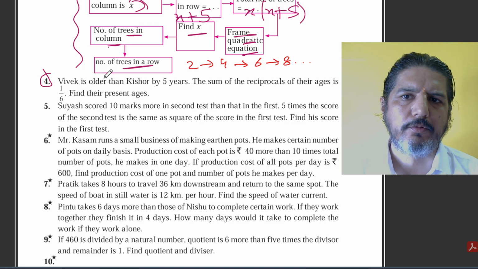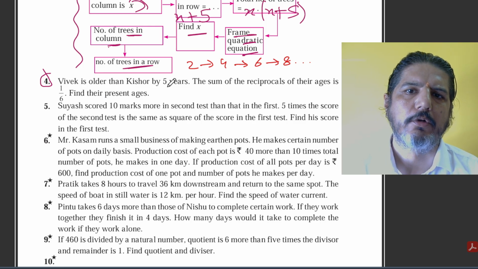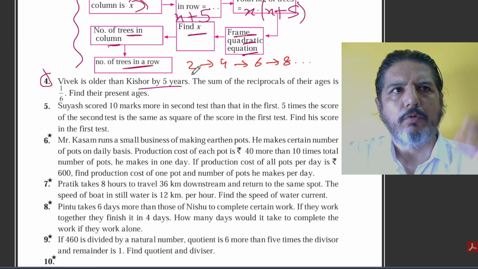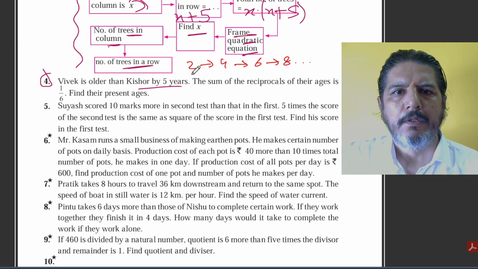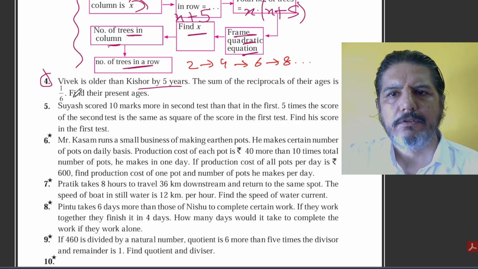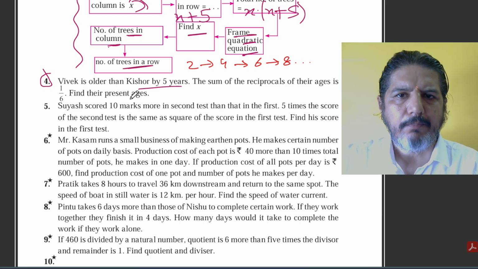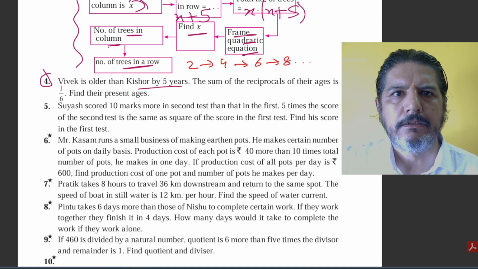So let's look at this question now. Vivek is older than Kishore by 5 years. Okay, so Vivek is older than Kishore. The sum of the reciprocals of their ages is 1 by 6. Find their present ages.